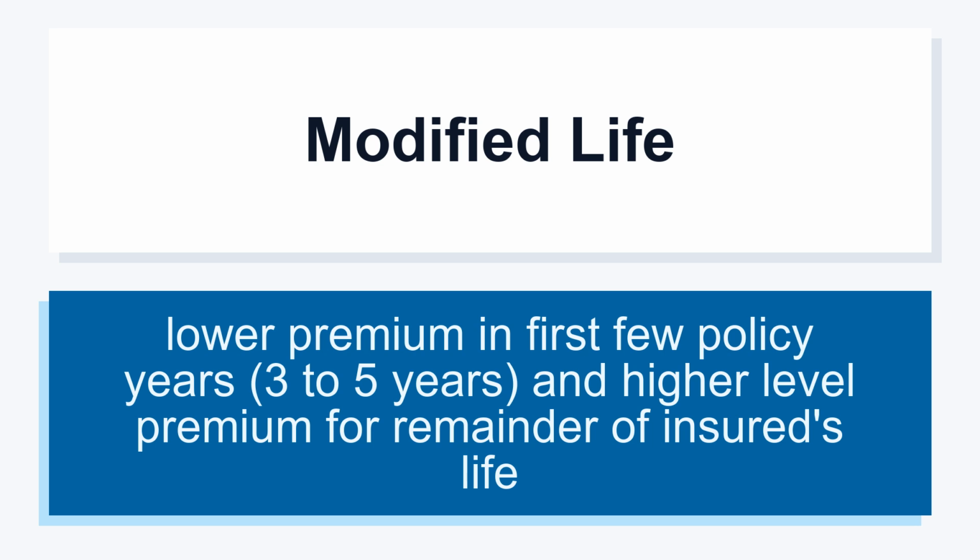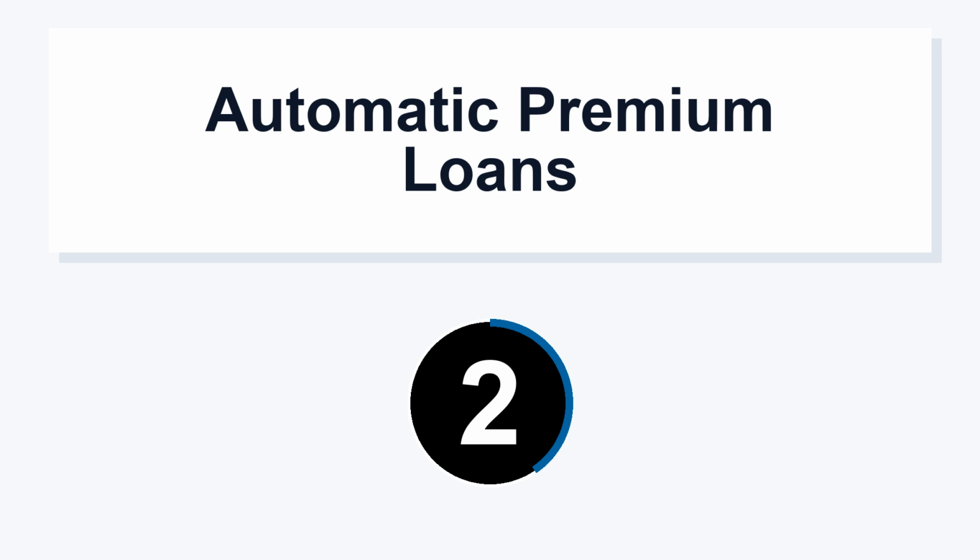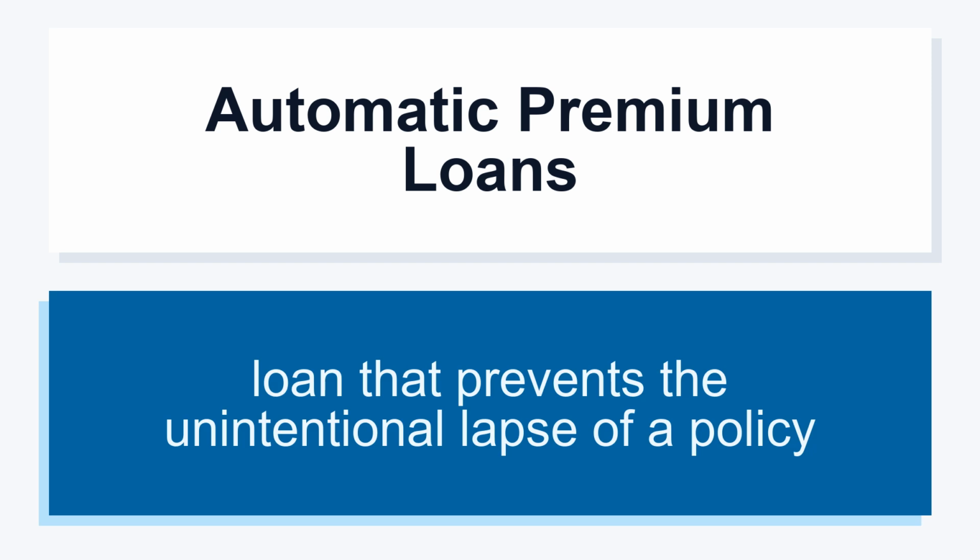Modified life: lower premium in first few policy years, 3 to 5 years, and higher level premium for remainder of insured's life. Automatic premium loans: loan that prevents the unintentional lapse of a policy.